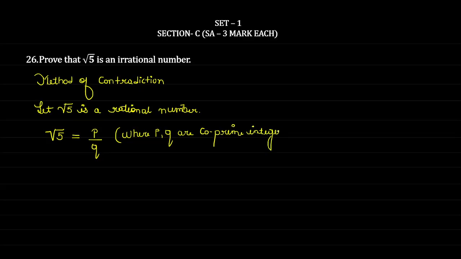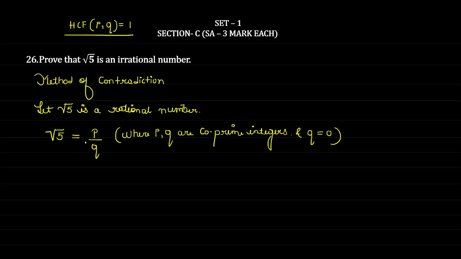Co-prime number means the highest common factor of P and Q is 1. So any two integers will be called co-prime if their highest common factor is 1. So yes, that is the condition. P and Q are co-prime integers and Q cannot be equal to 0. That is the condition.